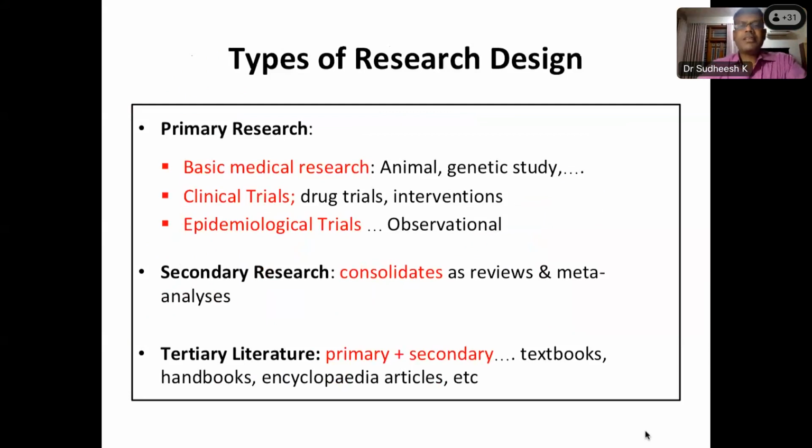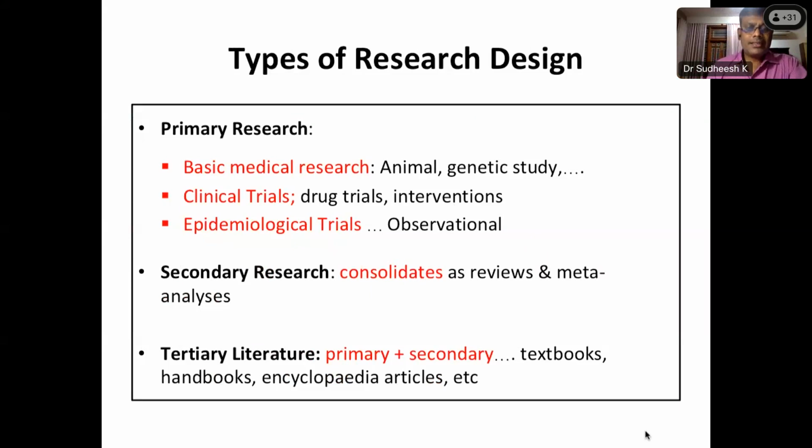Epidemiological trials are basically observational trials, what we come across routinely. We observe the incidence of vitamin A deficiency, or the incidence of post-operative nausea and vomiting after a particular method of treatment, or observe what happens in post-operative recovery following general anesthesia in geriatric patients. These are some examples of epidemiological trials. And secondary research consolidates, such as reviews and meta-analysis, as I told.